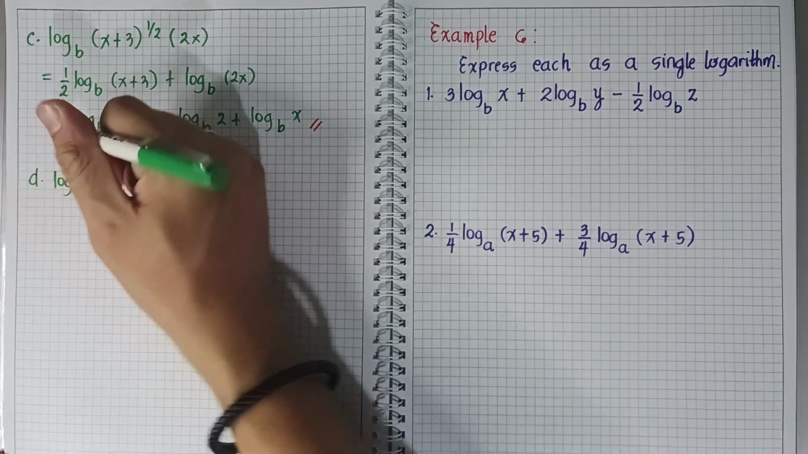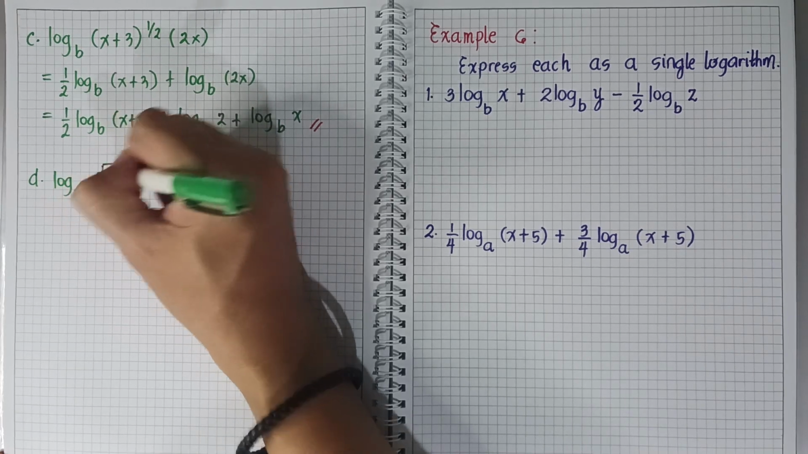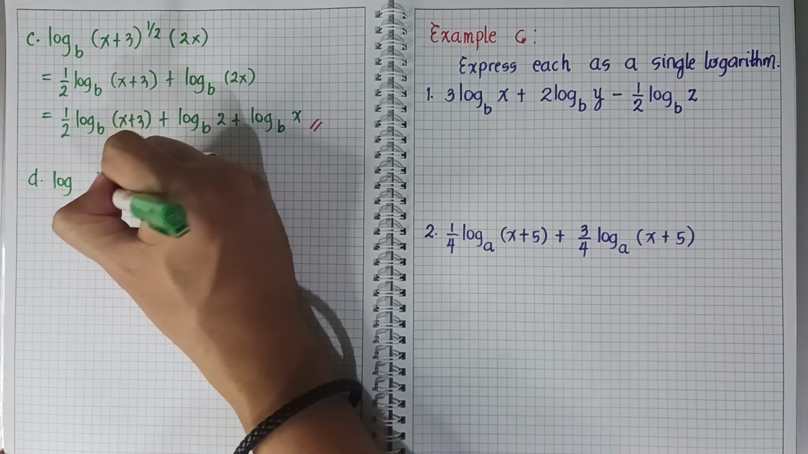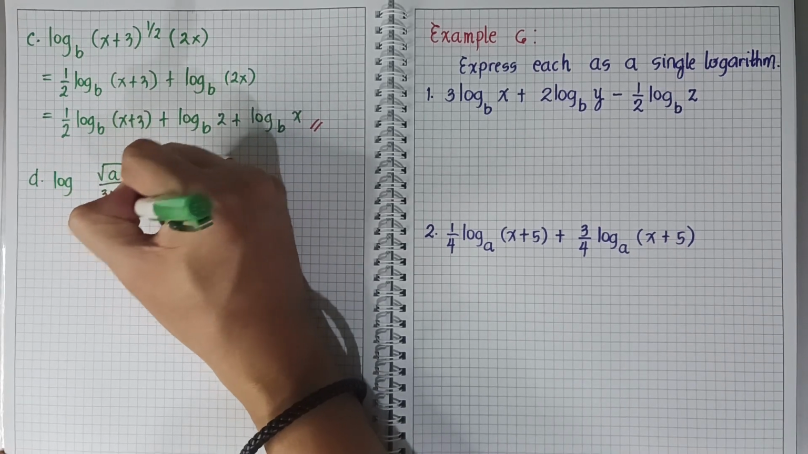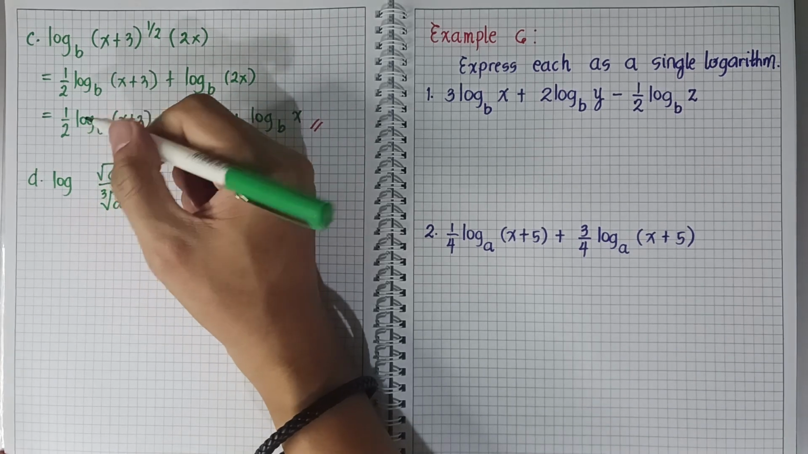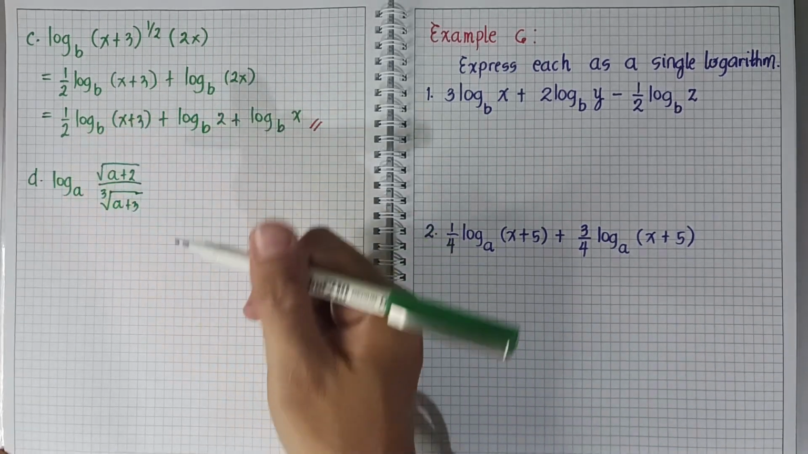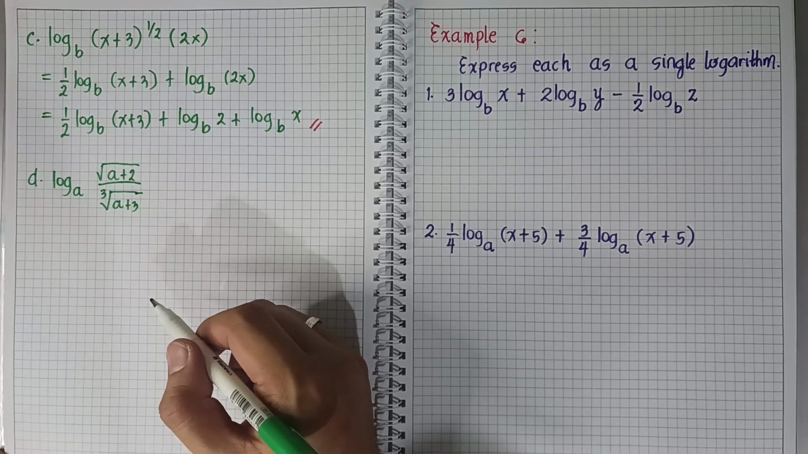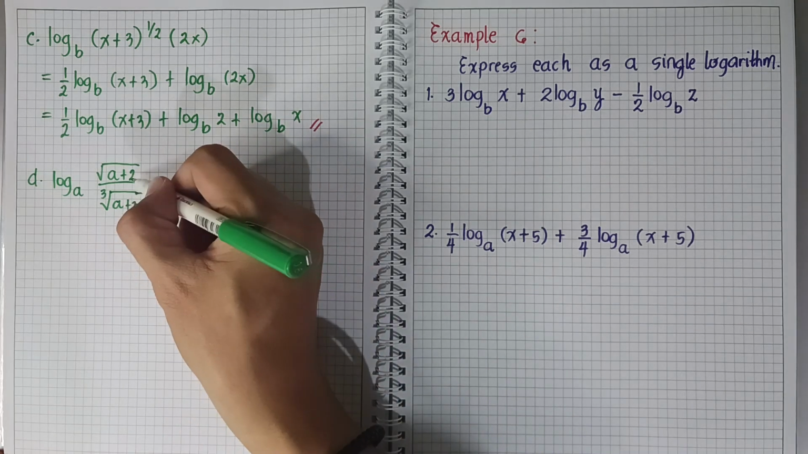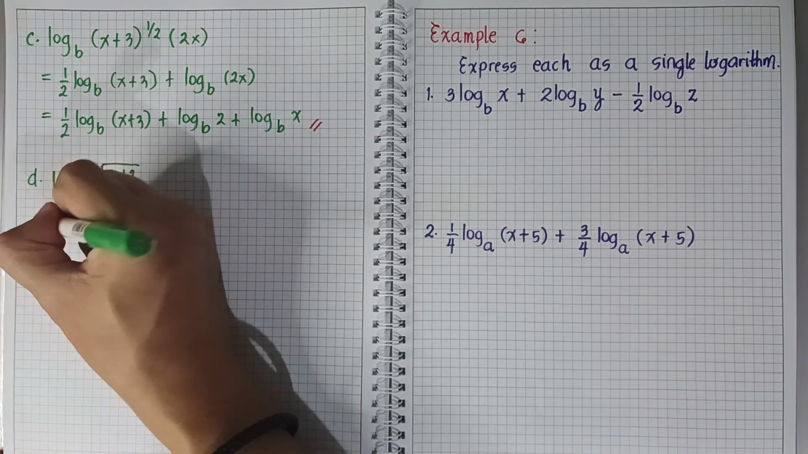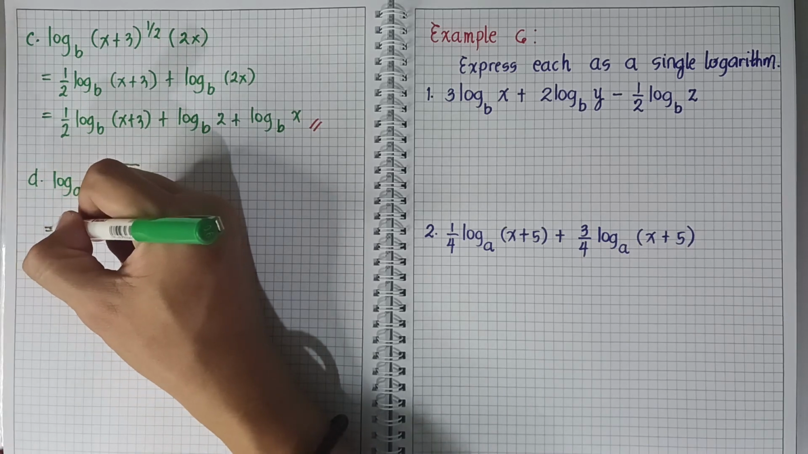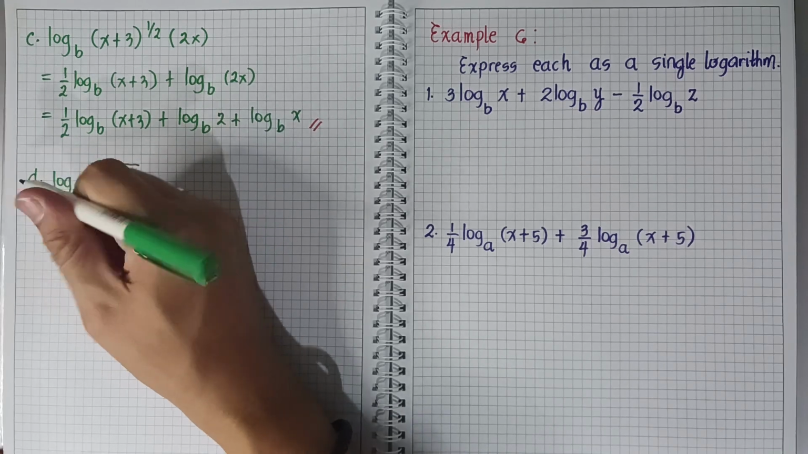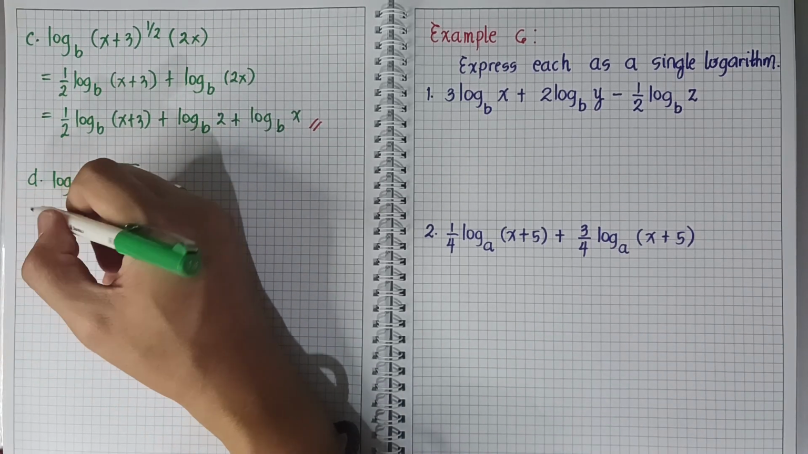The logarithm of the square root of a plus 2 all over the cube root of a plus 3, to the base a. Okay, so let's apply the quotient property first, right? So m over n. If we can apply the quotient property and the product property just to simplify, let's apply them. Okay, so it's a mix of properties already, guys.